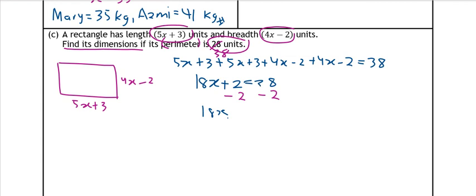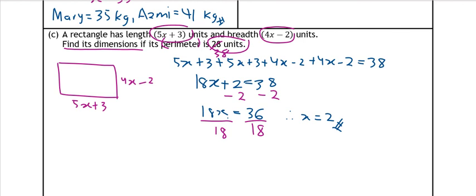Okay, so 18x equals 36. So you have to divide 18x by 18, and do the same thing on the right side. Therefore your x equals 2. But you haven't answered the question yet. It's because you have to find the dimensions if its perimeter is 38 units. So you have to fill in x over here.